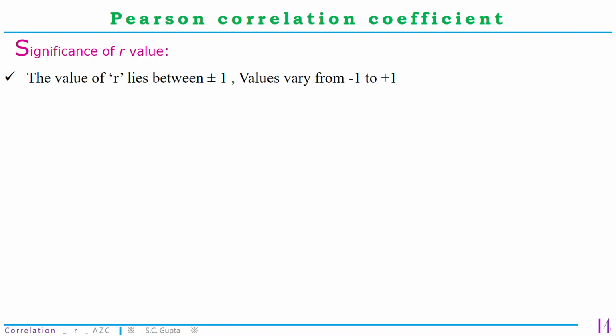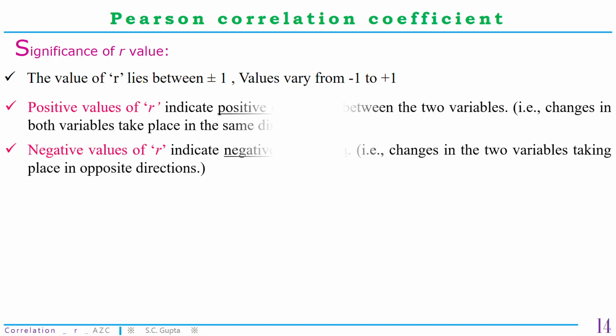Significance of R value. The value of R lies between -1 to +1. Values vary from -1 to +1. Positive values of R indicate positive correlation between the two variables. That is, changes in both variables take place in the same direction. Negative values of R indicate negative correlation. That is, changes in the two variables taking place in opposite directions.